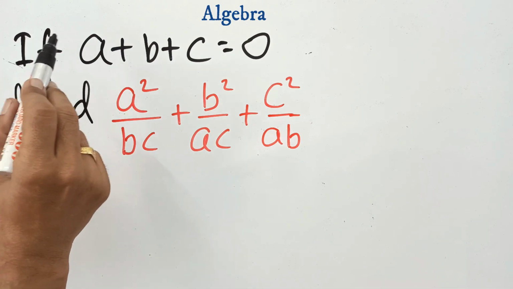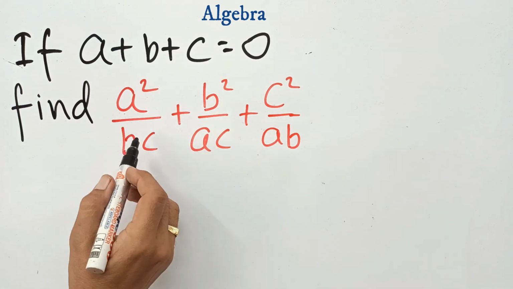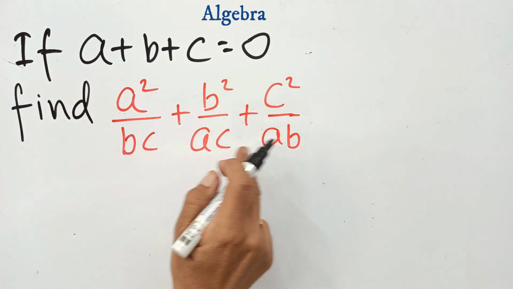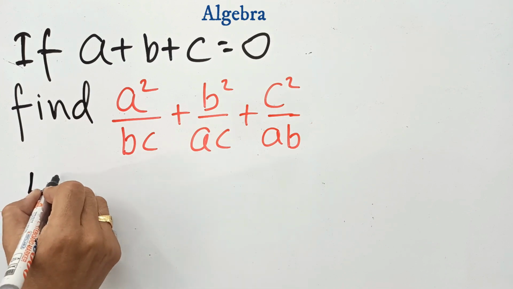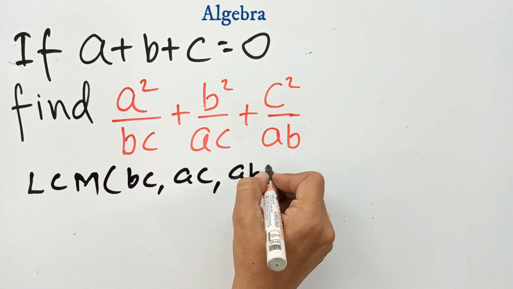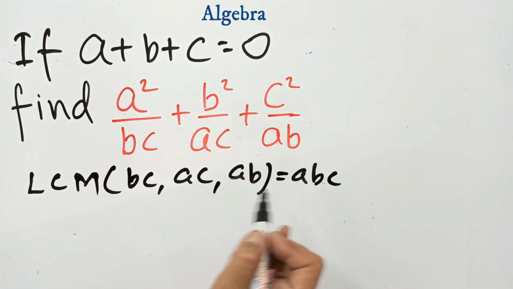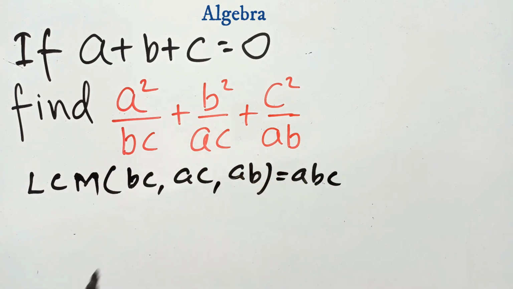In this question, it is given that a plus b plus c is equal to 0. We need to find this expression. To solve this, we have to take the LCM of the denominators. The LCM of the denominators is ABC, the lowest common multiple.